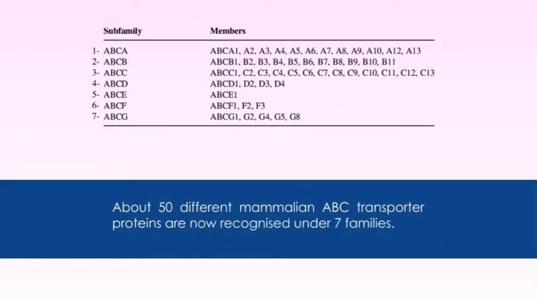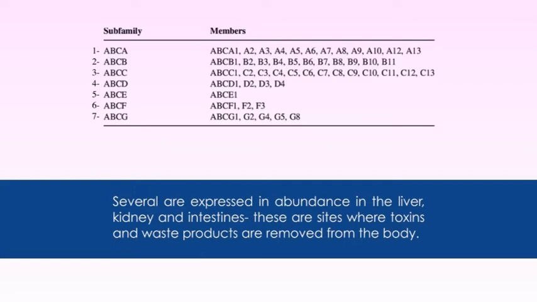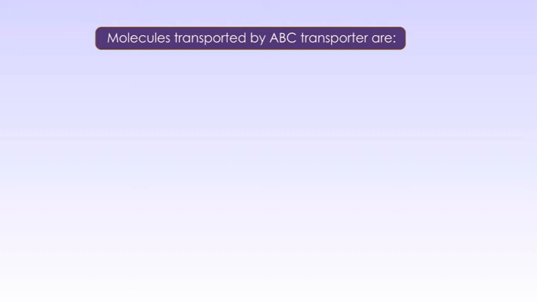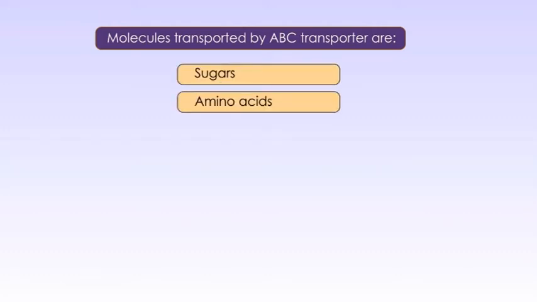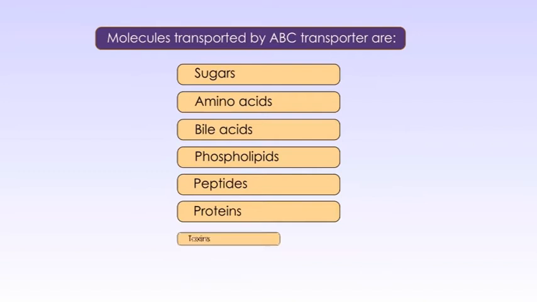About 50 different mammalian ABC transporter proteins are now recognized under 7 families. Several are expressed in abundance in the liver, kidney, and intestines. These are sites where toxins and waste products are removed from the body. The molecules that are transported by these transporters are sugars, amino acids, bile acids, phospholipids, peptides, proteins, toxins, and foreign substances. The normal function of ABCB1 is most likely to transport various natural and metabolic toxins into the bile or intestinal lumen for excretion or into the urine from the kidneys.